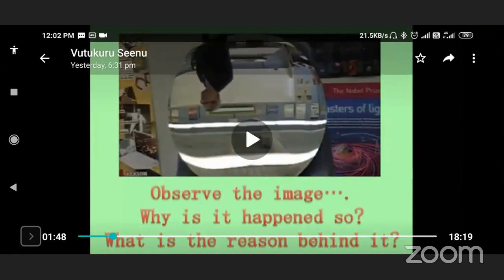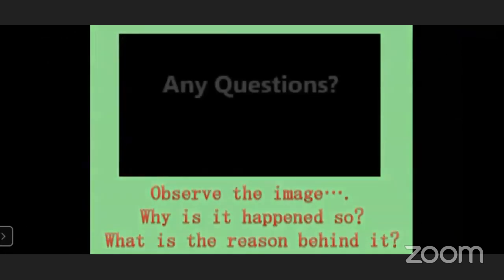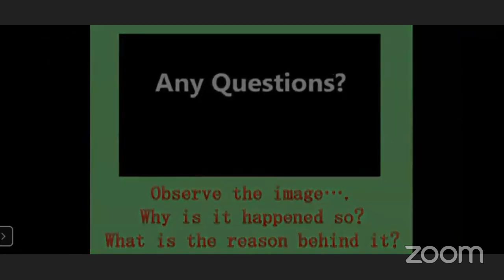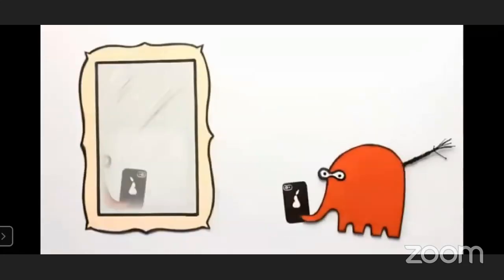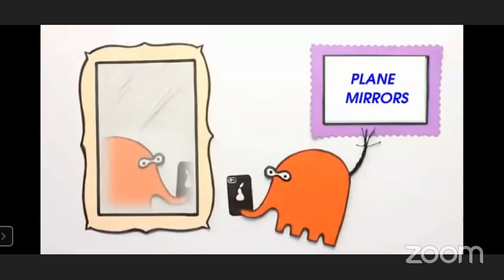So think, children, what happened? As the man moves closer to the mirror, the up-down image turns to upright, and suddenly at a particular point it turns upright and the image becomes bigger than his face. It appears very big in the image. So you remember the drastic change. Do you have any question on this? Please share it. So this is a plane mirror, the mirror we use to see at home.